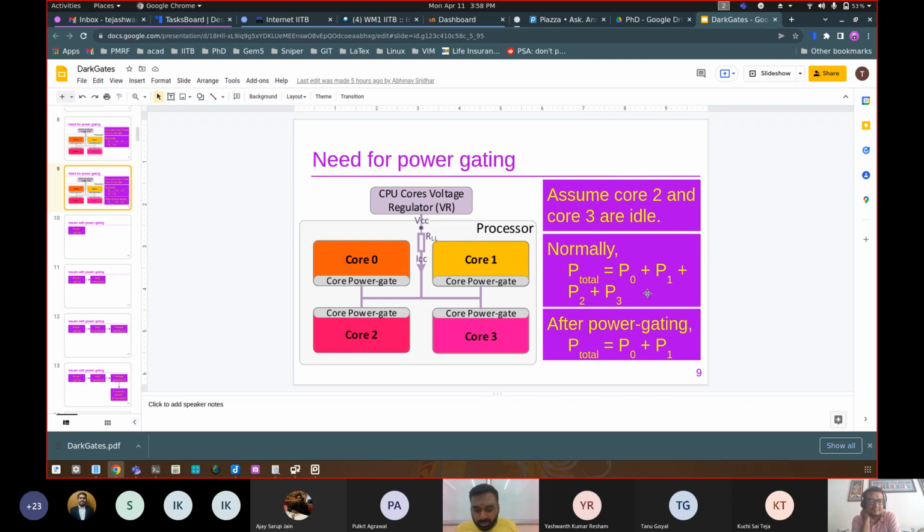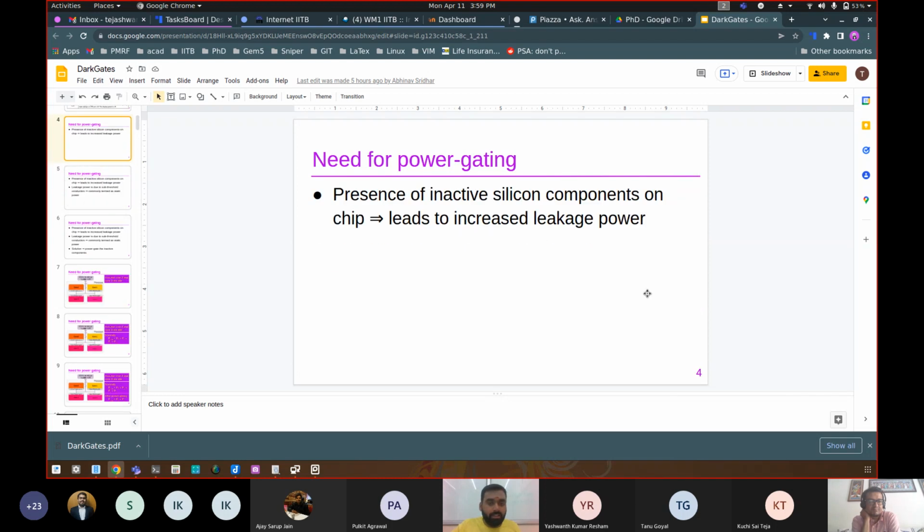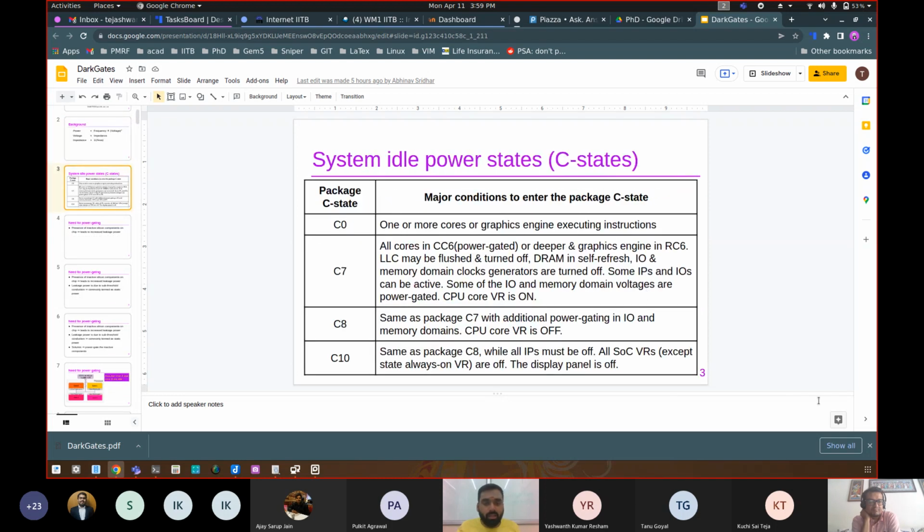Another thing to answer your question, Viswa. There is a table in the paper. Actually, I did not get into detail. I just used these four states to explain. There are some middle states from C0 to C7, that is C1, C2, C3. Every number has its own state. So at certain stages, for example in C6, C7 state, the LLC may be flushed and turned off. DRAM is in self-refresh mode. So basically, these states take care of that, and the OS actually handles these things. Okay. Got it.